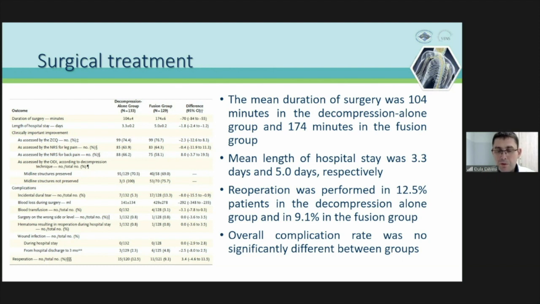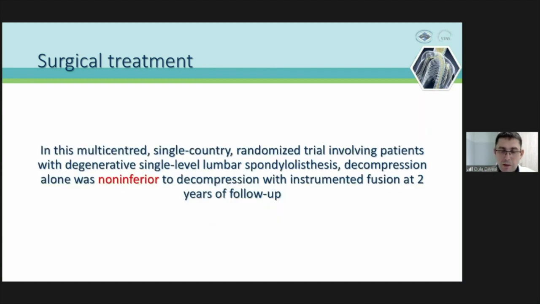And during the 2-year follow-up period, reoperation was performed in 12.5% of patients in the decompression group and 9.1% in the fusion group, and the overall complication rate was not significantly different between these two groups. So in this multi-center, single-country randomized trial involving patients with degenerative single-level lumbar spondylolisthesis, decompression alone was non-inferior to decompression with instrumented fusion at 2 years follow-up.